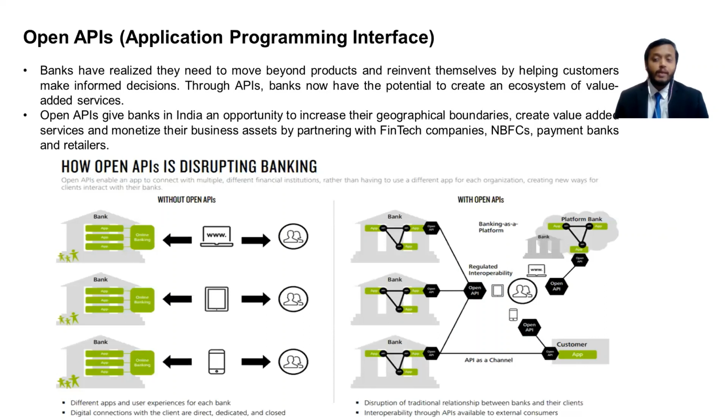Then we talk about open APIs. An open API is a publicly available application programming interface that provides developers with programmatic access to a proprietary software application or web service. Through APIs, banks now have the potential to create an ecosystem of value-added services and emerge as banks of the future. In a quest to create this ecosystem, banking platforms are evolving from a closed to open banking model, which involves shared use of bank products, services, functions, and data with third parties to add additional value and create new business models.